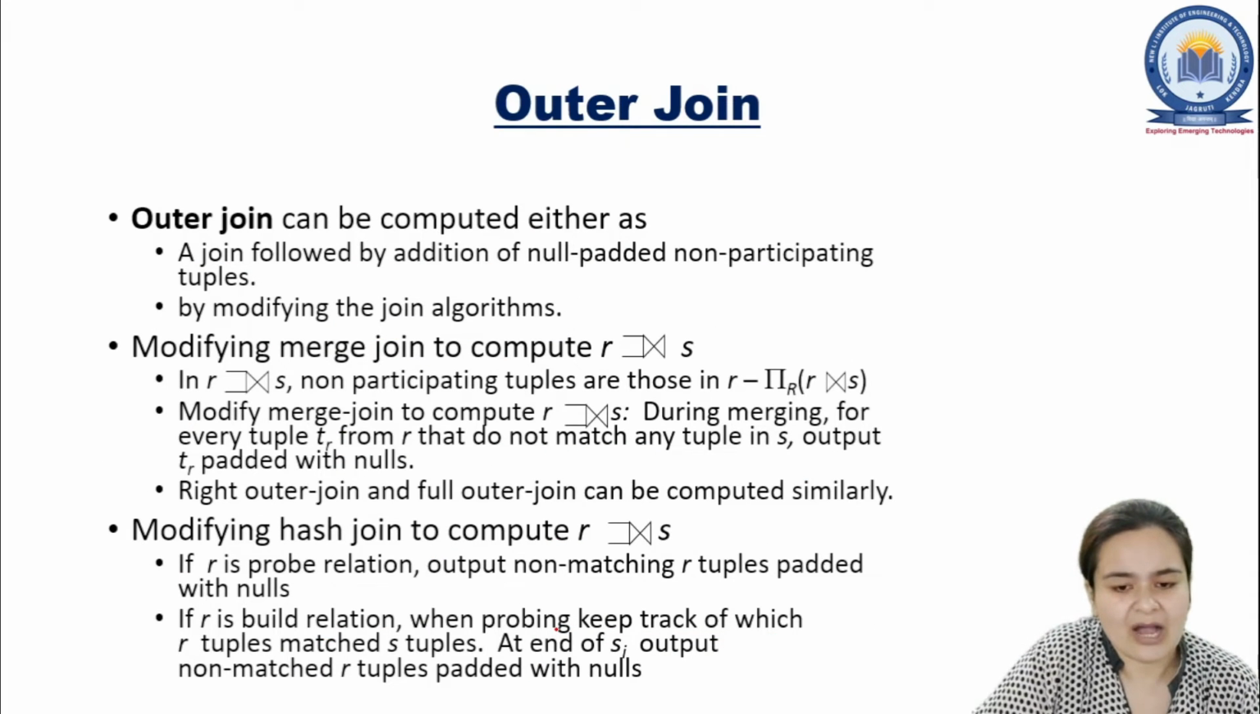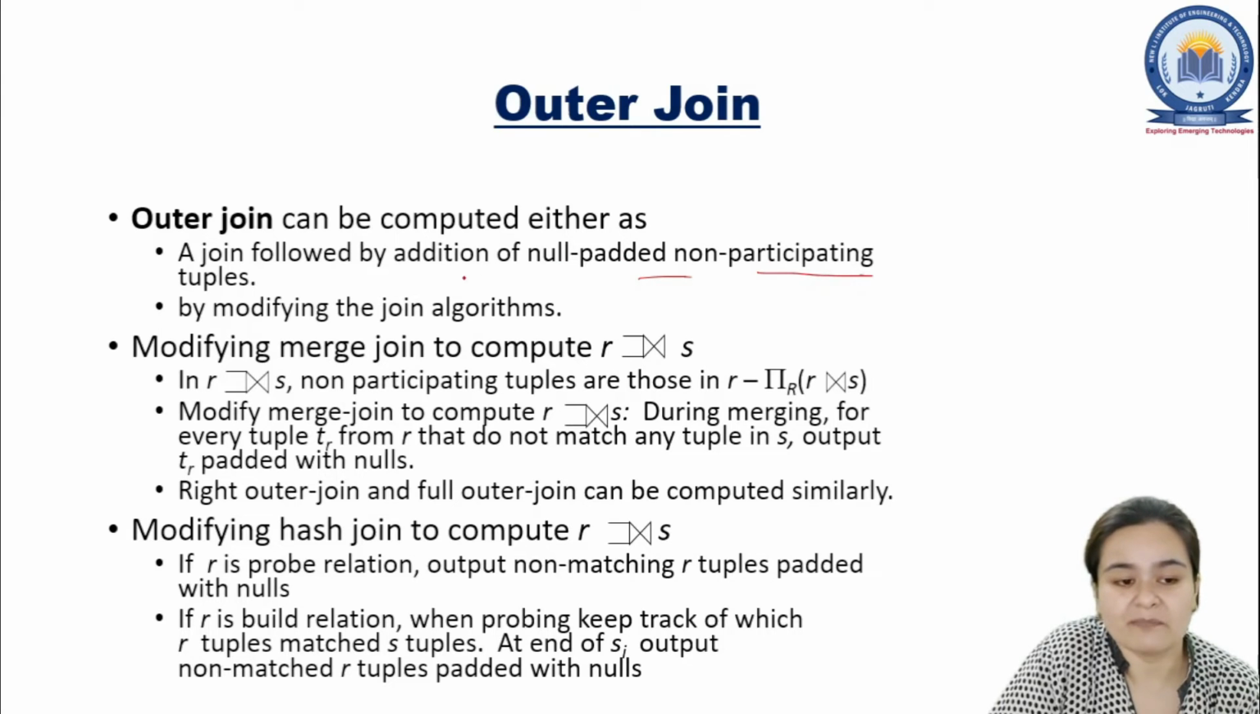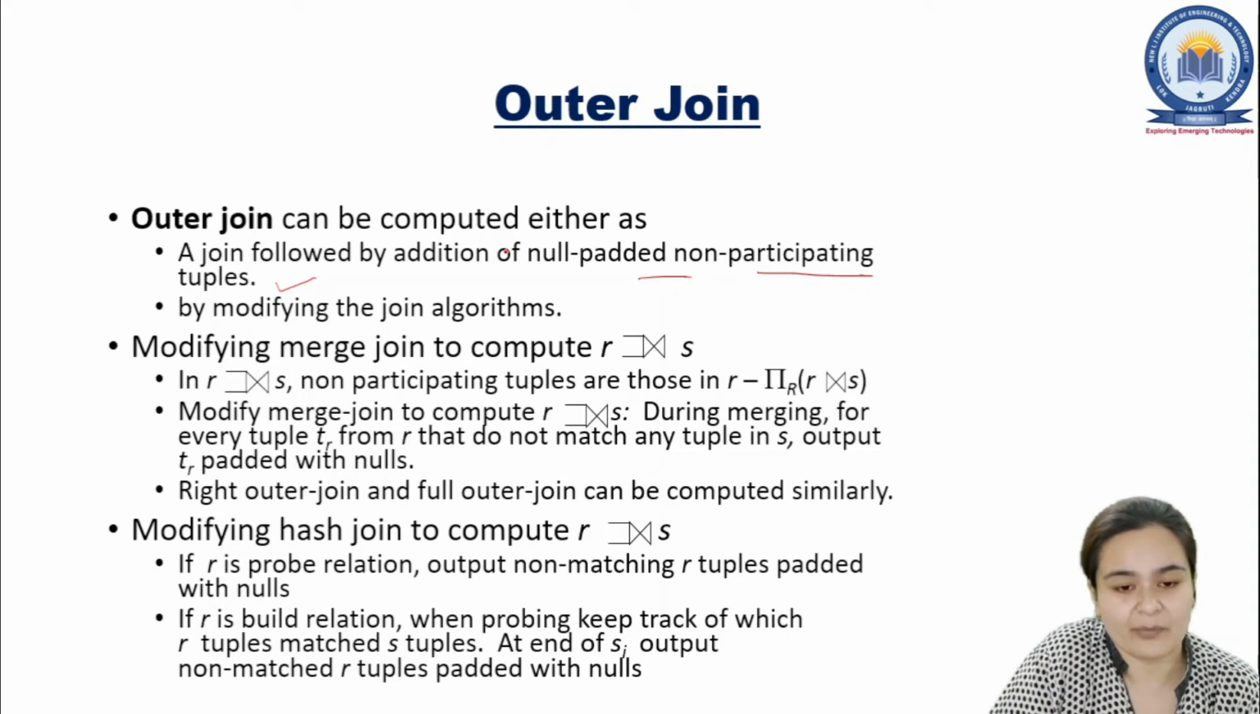So how can we perform the outer join? It can be computed as a join followed by an addition of null-padded or non-participating tuples, where the tuples are not participating at all in the join because they don't satisfy the condition. We can either do an addition of this, or we have to modify the join algorithm itself.